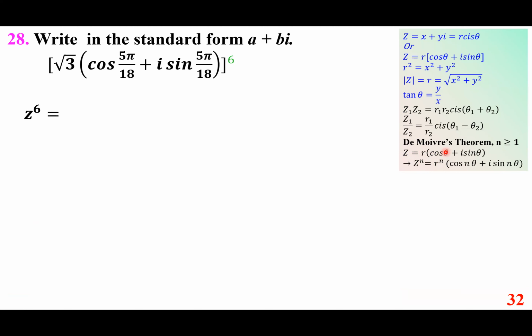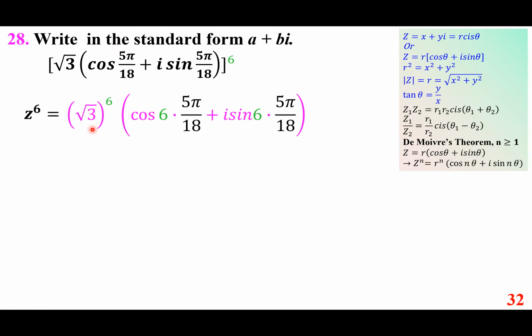Therefore, if I want z to the power of 6, I'm going to raise this to the power of 6, and I'm going to multiply this one by 6. So this one to the power of 6, and this one times 6. So what happens is, obviously, this is 3 cubed, but this one goes away. So square root of 3 to the power of 6 is 3 cubed, or 27.